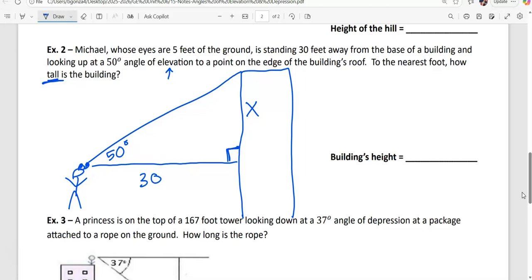So remember, X is only to his eyes. But then there's still like 5 feet, right? Off the ground. So we're going to find X, but the last step we got to do is add 5 extra to it.